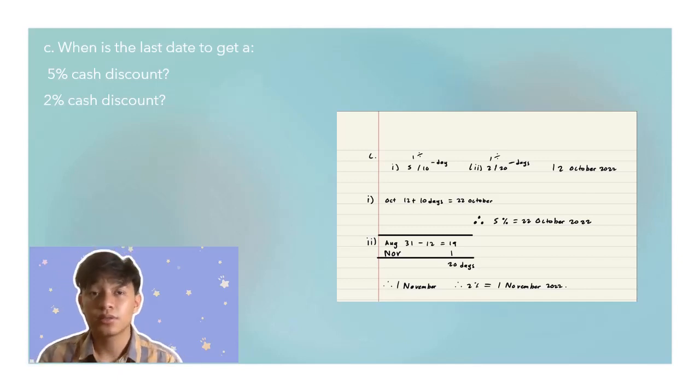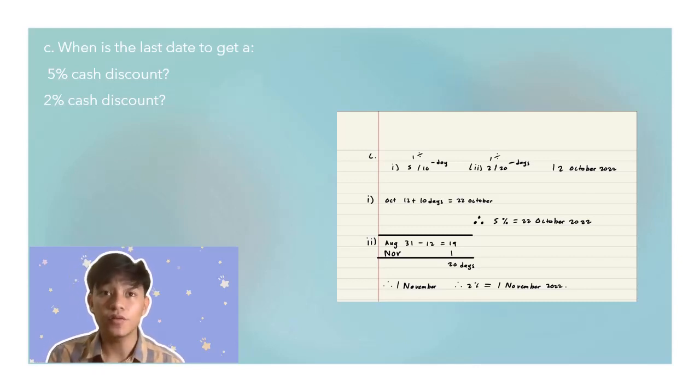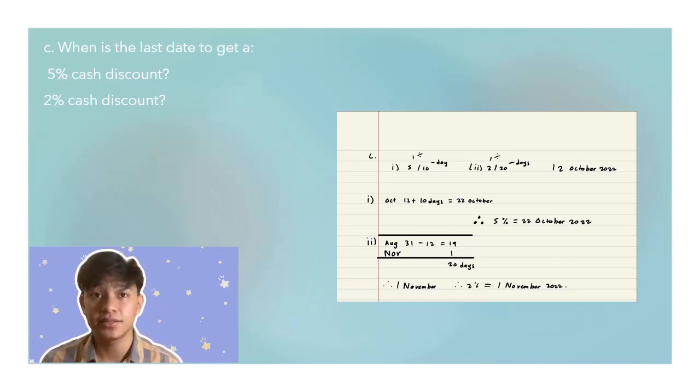Okay, the second one is 2% cash discount. The 2% cash discount is given for 20 days. From 12 October, plus 20 days, the answer is 32. In one month there are 30 or 31 days. In October there are 31 days. That means 32 minus 31 is 1, so the answer is 1 November 2022.